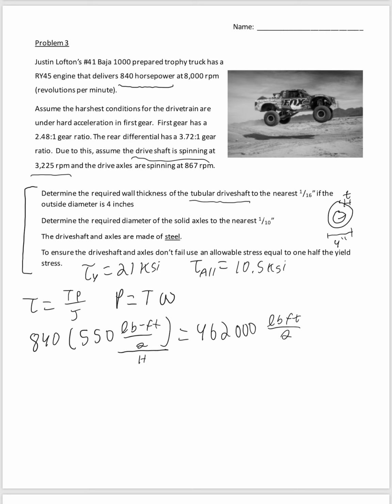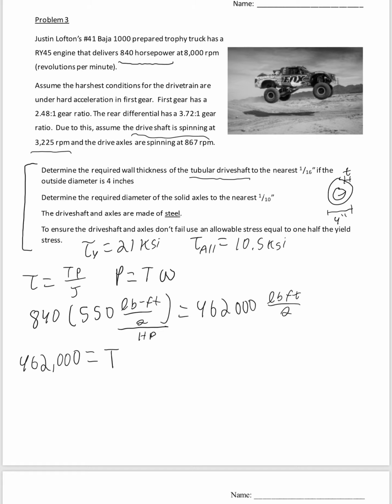So we get our power, 462,000 equals torque, we're trying to find that, times angular velocity. So we're given an angular velocity of 3,225 revolutions per minute. So on the left side here, we're in seconds, and we want to be in minutes. Or we can be in minutes, convert seconds, either way. I'm going to go ahead and cancel out the minutes. So in 1 minute, there's 60 seconds.